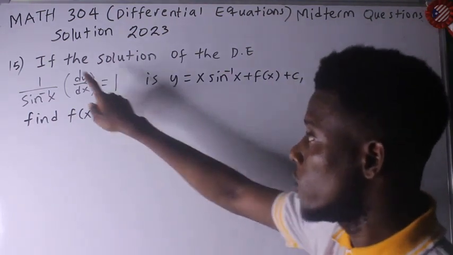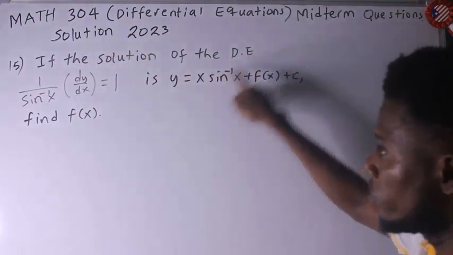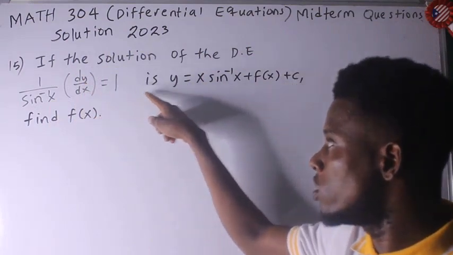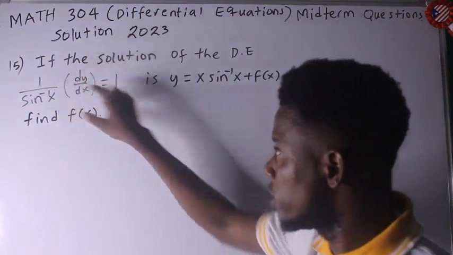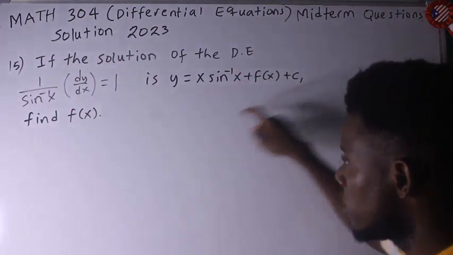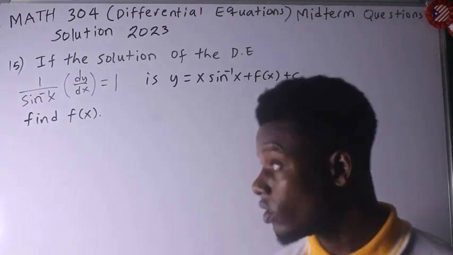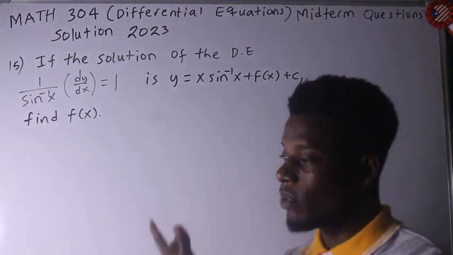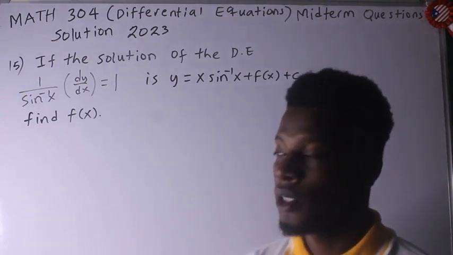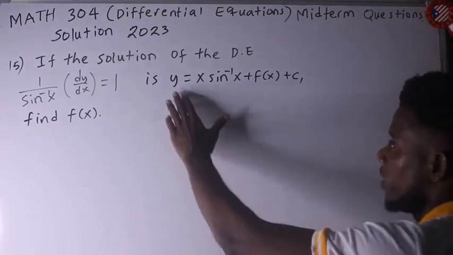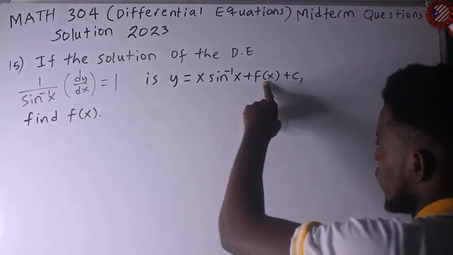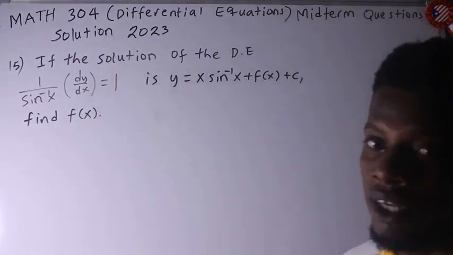So question number 15 says, if the solution of the differential equation 1 over sine inverse of x multiplied by dy by dx equals 1 is y equals x sine inverse of x plus L of x plus c, find L of x. Now, we will solve this problem by using differentiation. We could also solve it by using integration. So differentiate in the sense that we find dy by dx, and then we try to find the value of L of x by integrating after comparing this and that.